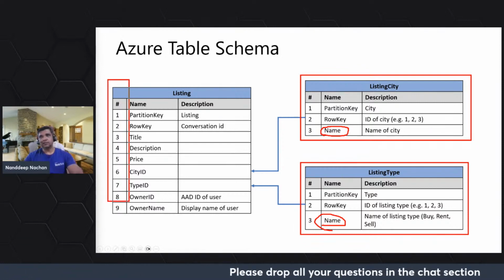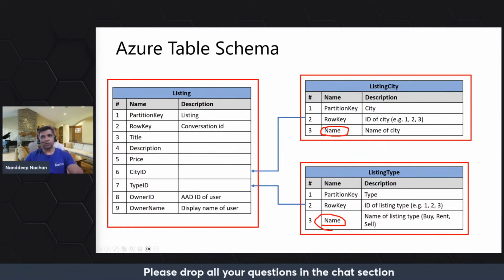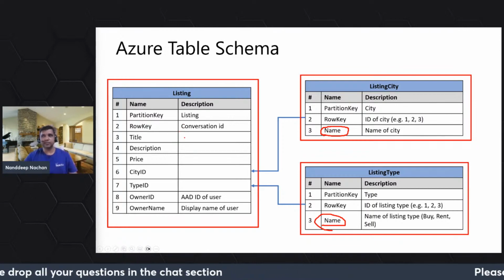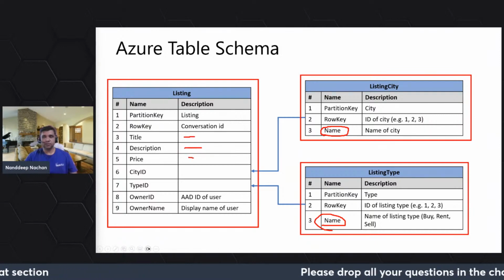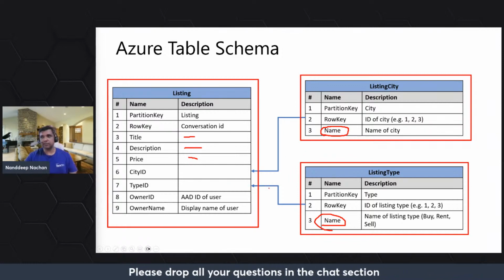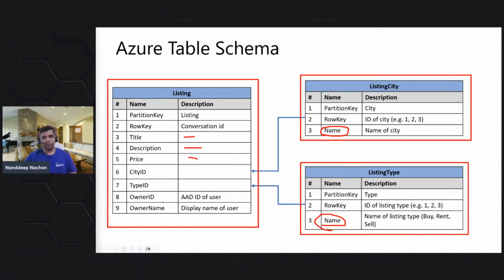And this is the master table where we store all of the listings. Here the user who is posting the listing can give a good title, description, price, the ID of the city, which is a foreign key here, the type ID, and the name of the owner as well as the ID of the owner who is posting that listing.